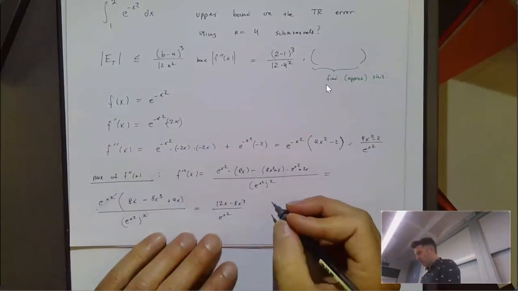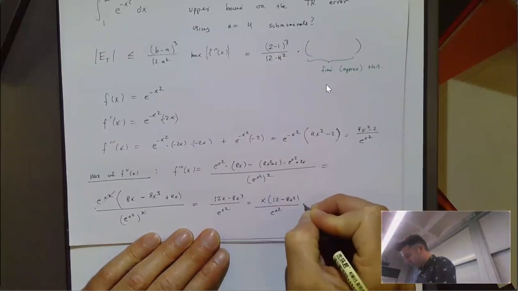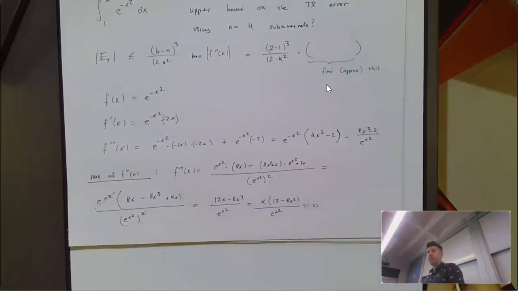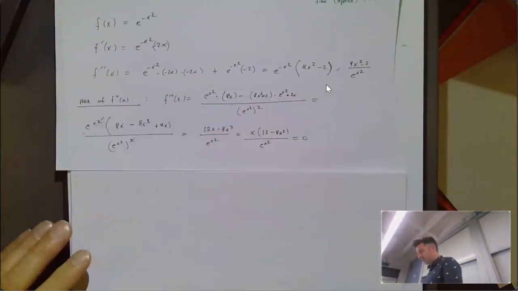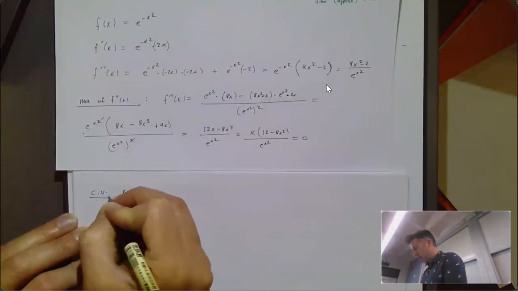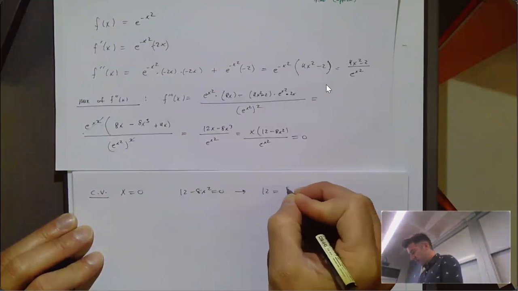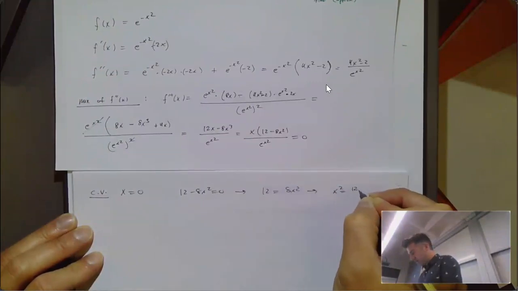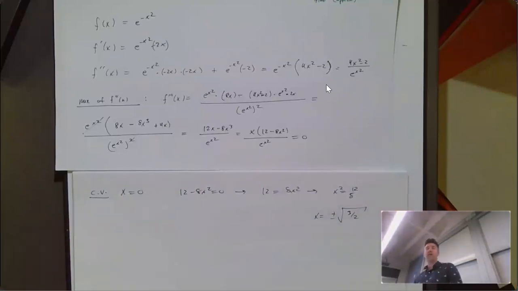Okay. So if we factor out an x and set that equal to 0, we can actually find some critical values. How interesting. So definitely x equal to 0. That's one critical value. And then 12 minus 8x squared equal to 0 gives me 12 equals 8x squared, x squared equals 12 over 8, x equals plus or minus the square root of 12 over 8, which reduces to 3 over 2. Okay, so I think just doing this, you can kind of see why we don't do this. It seems like a pain in the butt and it's unnecessary, but it's good to see it one time.